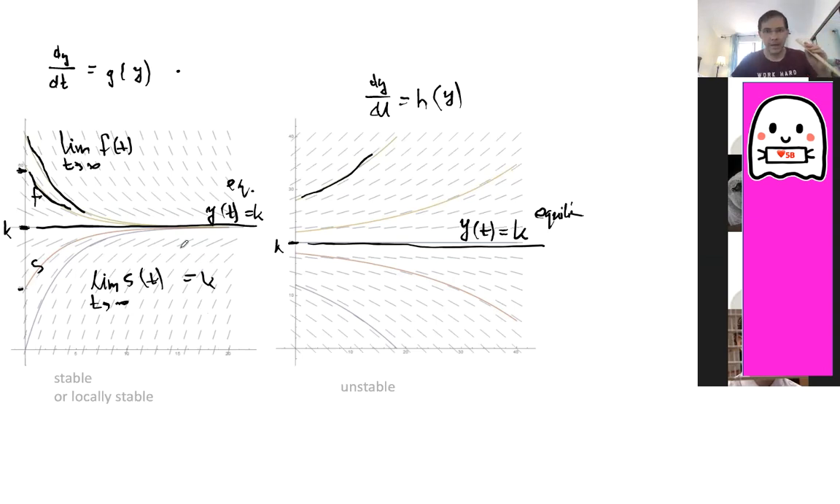And if this is the case, then this equilibrium solution will be classified as stable. Sometimes it's called locally stable or sometimes just stable, the same thing. I'll probably say stable because it's short. But this would be classified as a stable equilibrium solution.